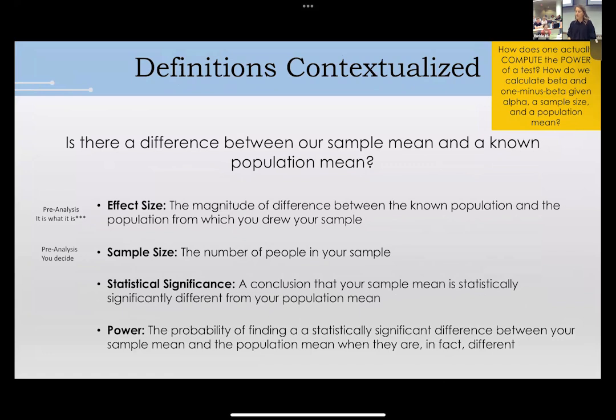Statistical significance. When do we decide it? After analysis, who decides? Post-analysis, right? Do you entirely decide? No. You make the call, but it's a function of your effect size, right? Your sample size, your error, and your alpha rate, right? Where's that cutoff going to lie? But you call it post-analysis.